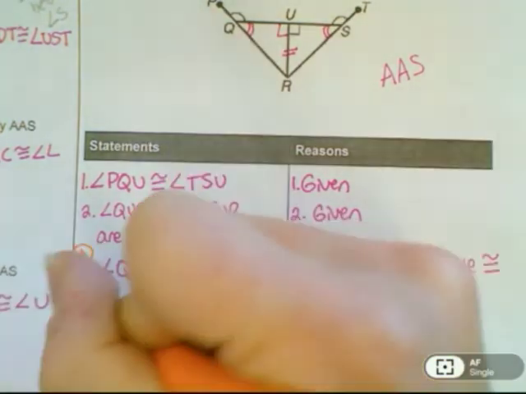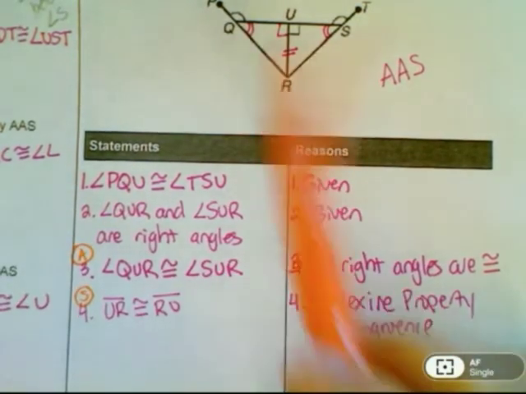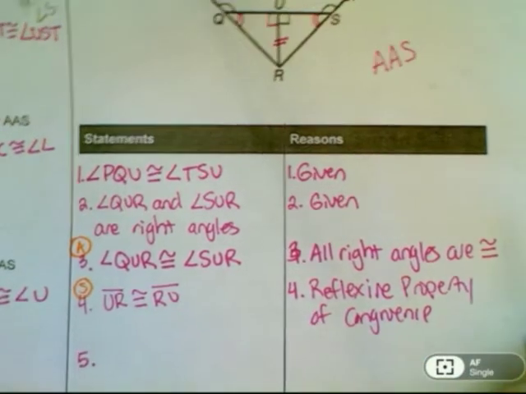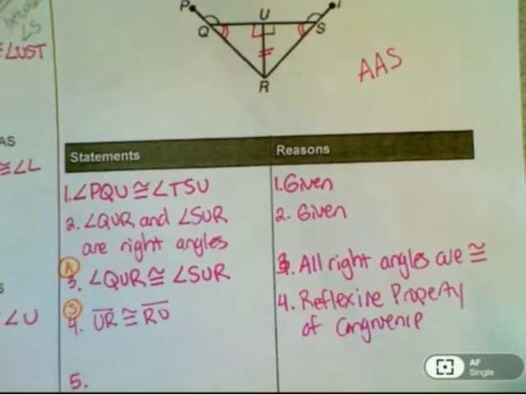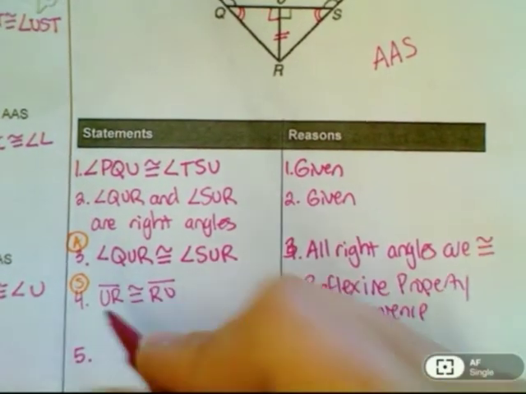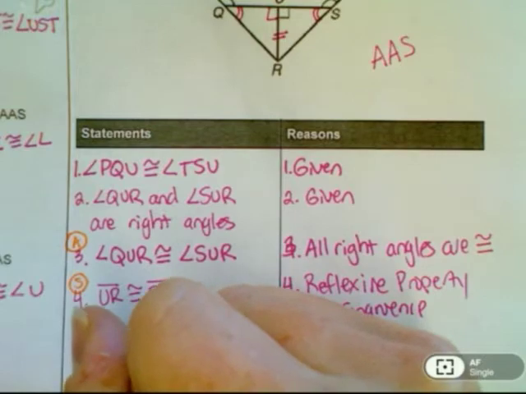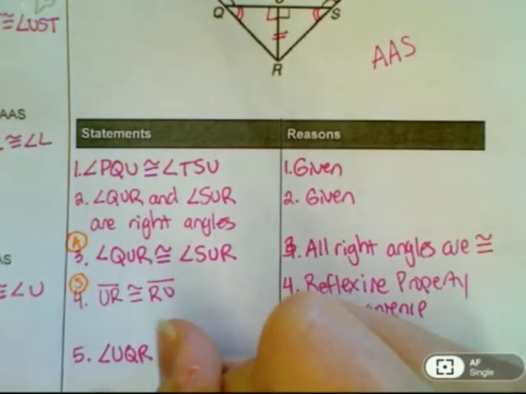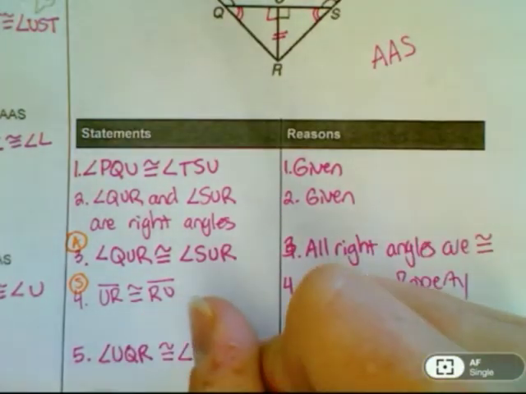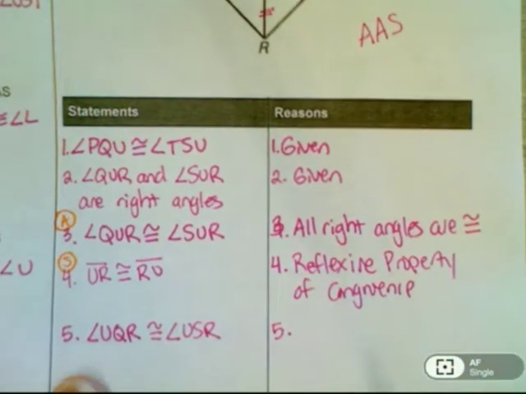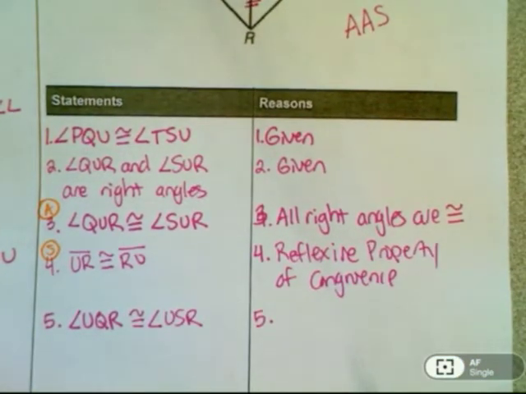So I have an angle and a side. I just need my last angle. And the reasoning here is kind of challenging, so we're just going to try to put into words what we talked about. I'm going to go ahead and write my congruence statement. Angle UQR, that's this guy here, is congruent to angle USR. And how did we know that? Well, we know that because they're both linear pairs of angles with the same measure.